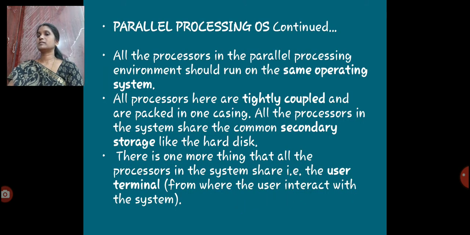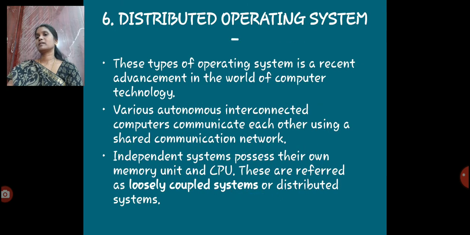And this is the slide which says elaborately about parallel processing. All the processes in a parallel processing environment should run on the same operating system. This is the first point. And the processors are tightly coupled. They are running on a single operating system, which means tight coupling. Then the processors in the system share the same terminal. Only the processors are different, but they share a single terminal. There is only one system here, right?